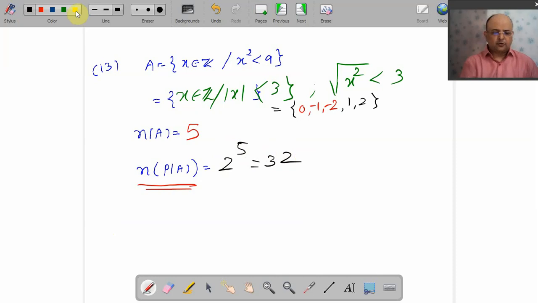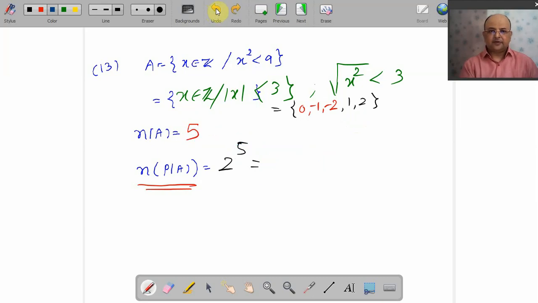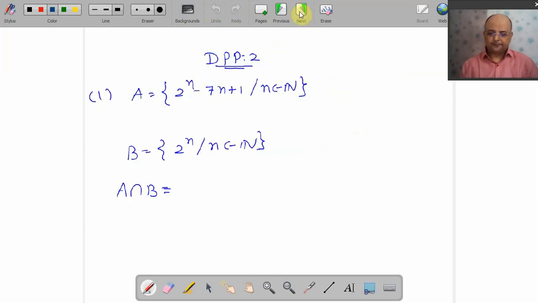Yeah, let's twist the question a little. If here it had been less than or equal to 9, it would have become less than or equal to 3, so here we would have added 2 elements, plus or minus 3, so here it would have been 7, 2 raised to 7, so here it would have been 128. Ekdam easy. Yeah, so this is how, as I said, we twist the question. Be careful, bachas. Not right now. I will give you this question in DPP2.